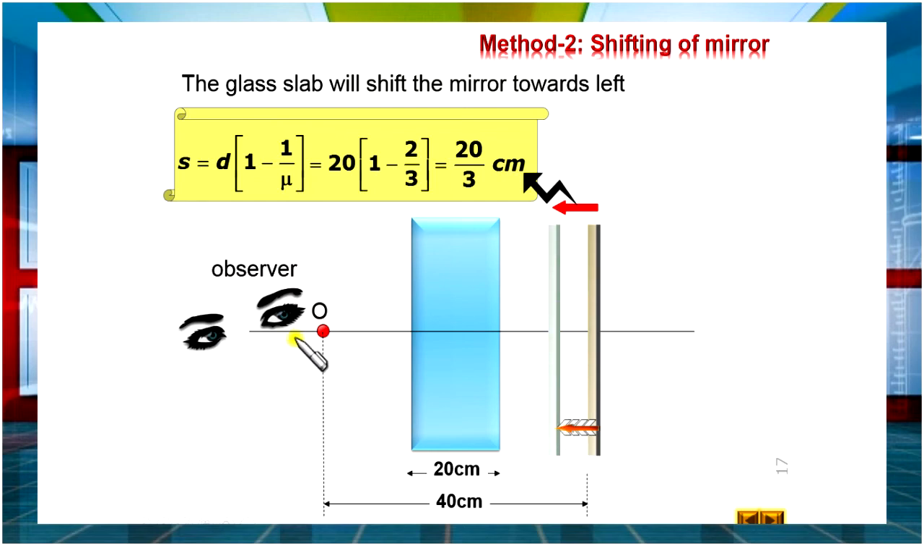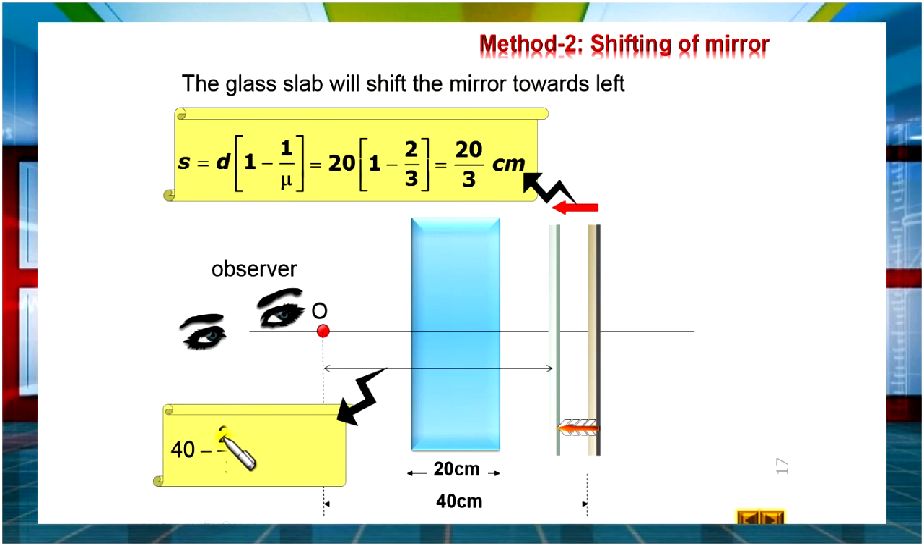Now for this observer, this mirror will be at this position. We can say this is the position of the virtual mirror. From this virtual mirror, the position of the object should be here. It is not 40 centimeter. It is equal to 40 minus 20 divided by 3. So this distance is 40 minus 20 divided by 3, that is equal to 100 divided by 3 centimeter.